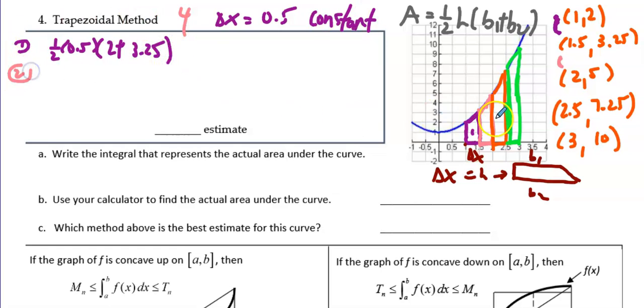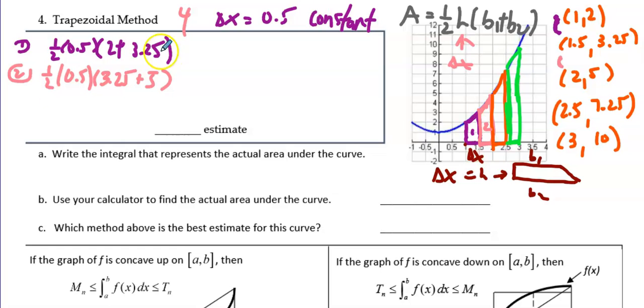Now trapezoid number 2. This is 1/2, which comes from the formula, and then my height is again 0.5 because that's what delta x is. They share a base, so the top side of trapezoid 2 is the y value at 1.5, which is 3.25. The bottom base, if I rotate this clockwise 90 degrees, is the y value at x equals 2, which is 5.